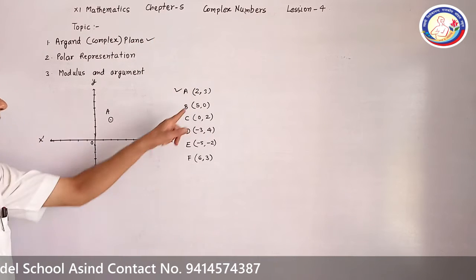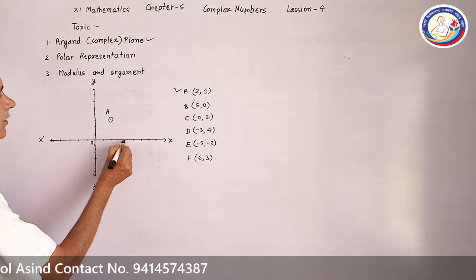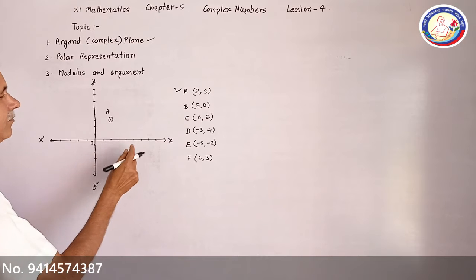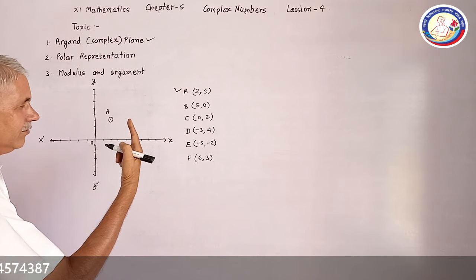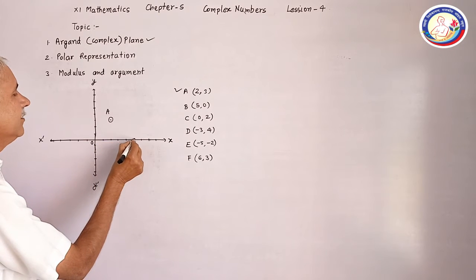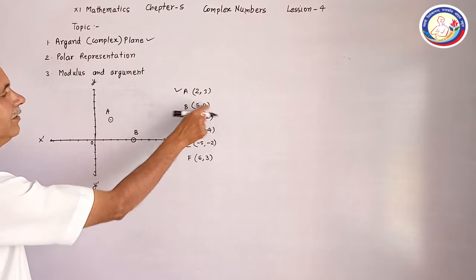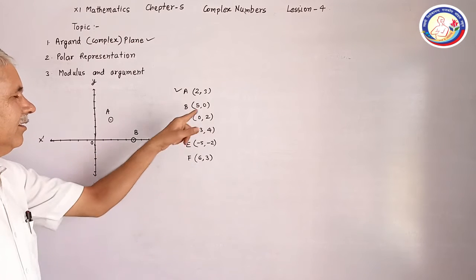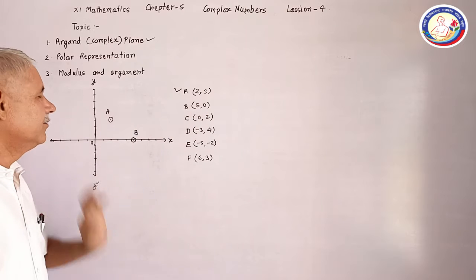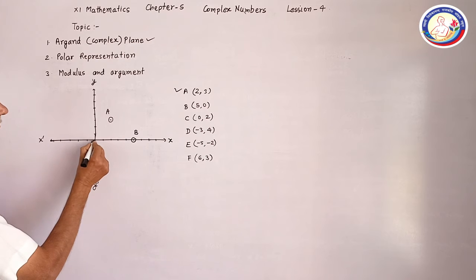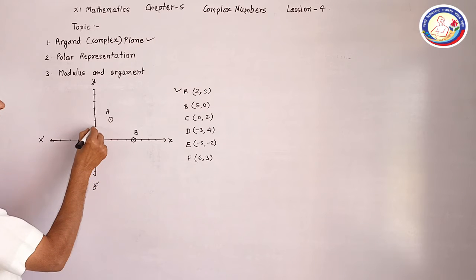Again, 5, 0. The value of x is 5. 1, 2, 3, 4 and 5 positive. So, it is 5. And y is 0. So, we are not required to move. 1, 2, 3, 4, 5 and this is B here, 5, 0. Now 0, 2, this point is on x-axis. On x-axis, y coordinate is always 0. Similarly, 0, 2. Now search here 0 on x-axis, this is 0, 1 and 2. This is 0, 2. This is C.